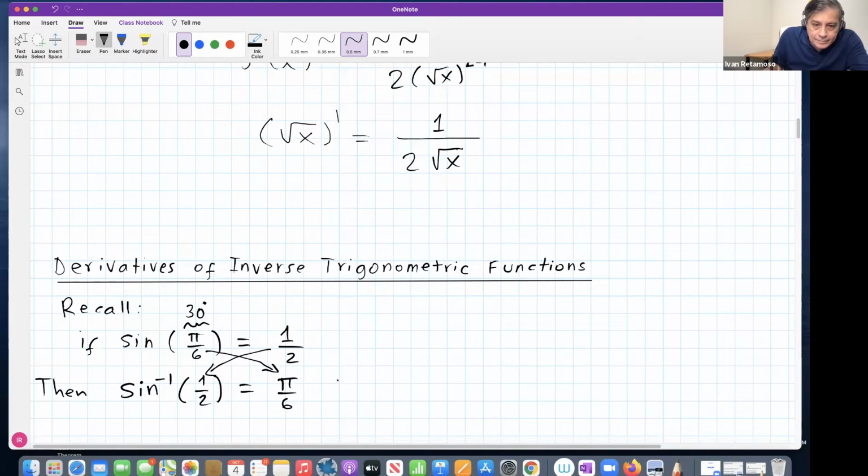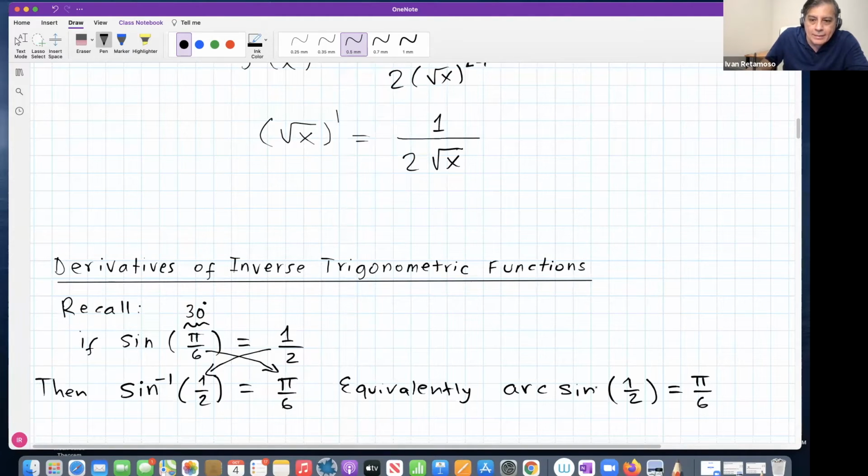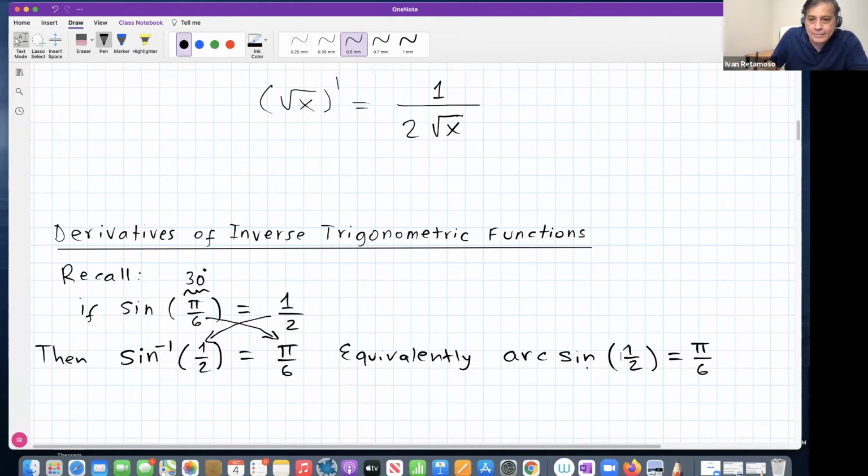Equivalently, mathematicians have another notation for sine inverse: arc sine of 1/2 equals pi over 6, right? Remember the output goes here. Pi over 6, it's the same. This arc sine is the same as the sine inverse, right? So do not confuse this -1 with an exponent. It's just the inverse function of sine, right? If you don't want to use this -1 on the top, use arc sine, right?